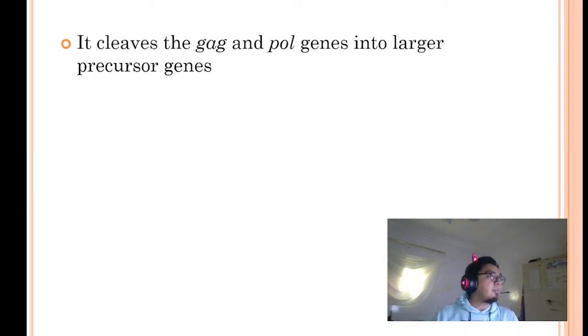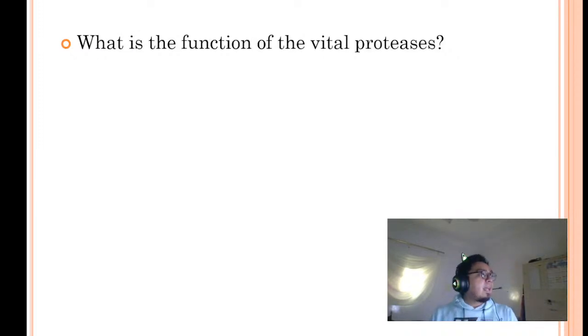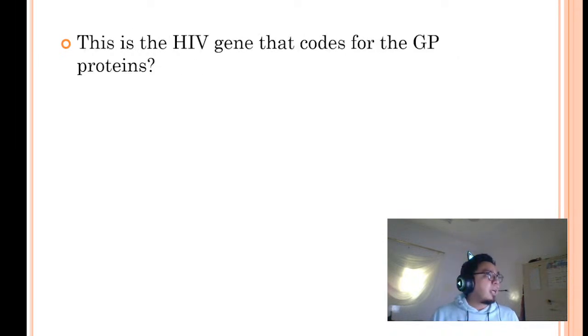So again, viral proteases are important because they are the ones that cleave the Gag and Pol genes, and they provide the virus with precursor genes. All right, and then the function of viral protein. Okay, yeah, I've already mentioned that earlier.